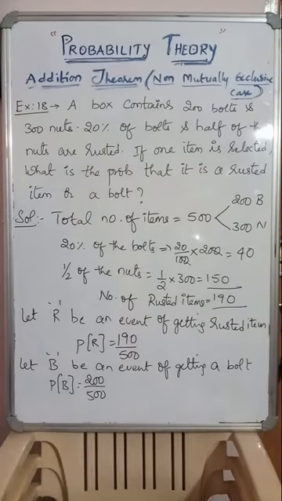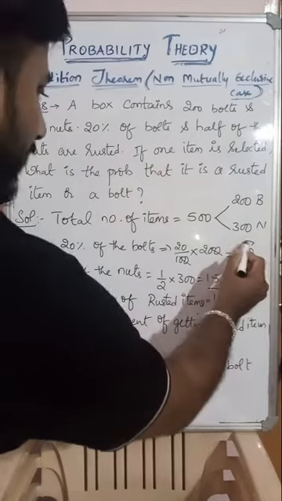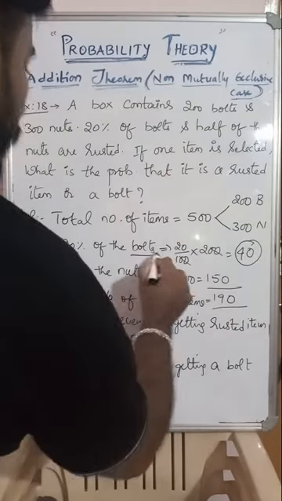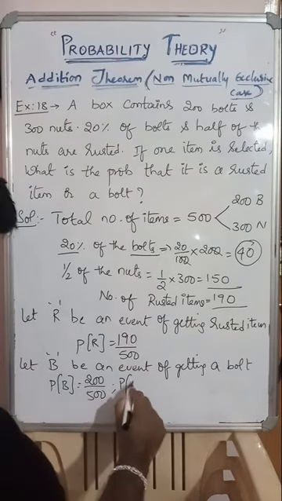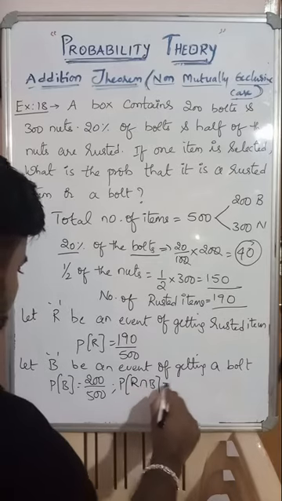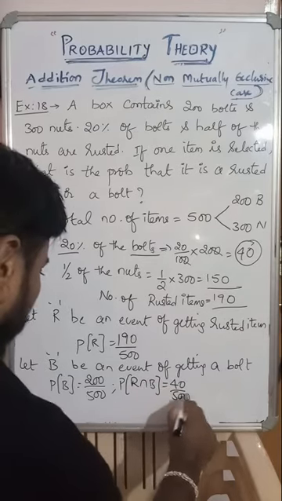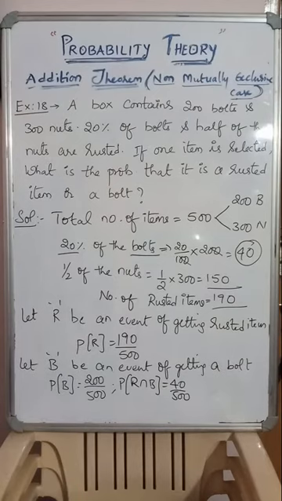200 by 500, getting bolts. Then R and B together, rusted item and a bolt. I mean, in bolts, rusted items how many are there? In bolts, rusted items were 40. Therefore probability of R and B, 40 divided by 500. Rusted bolts were 40. Clear? Rusted and a bolt together, rusted bolt, 40 were there.